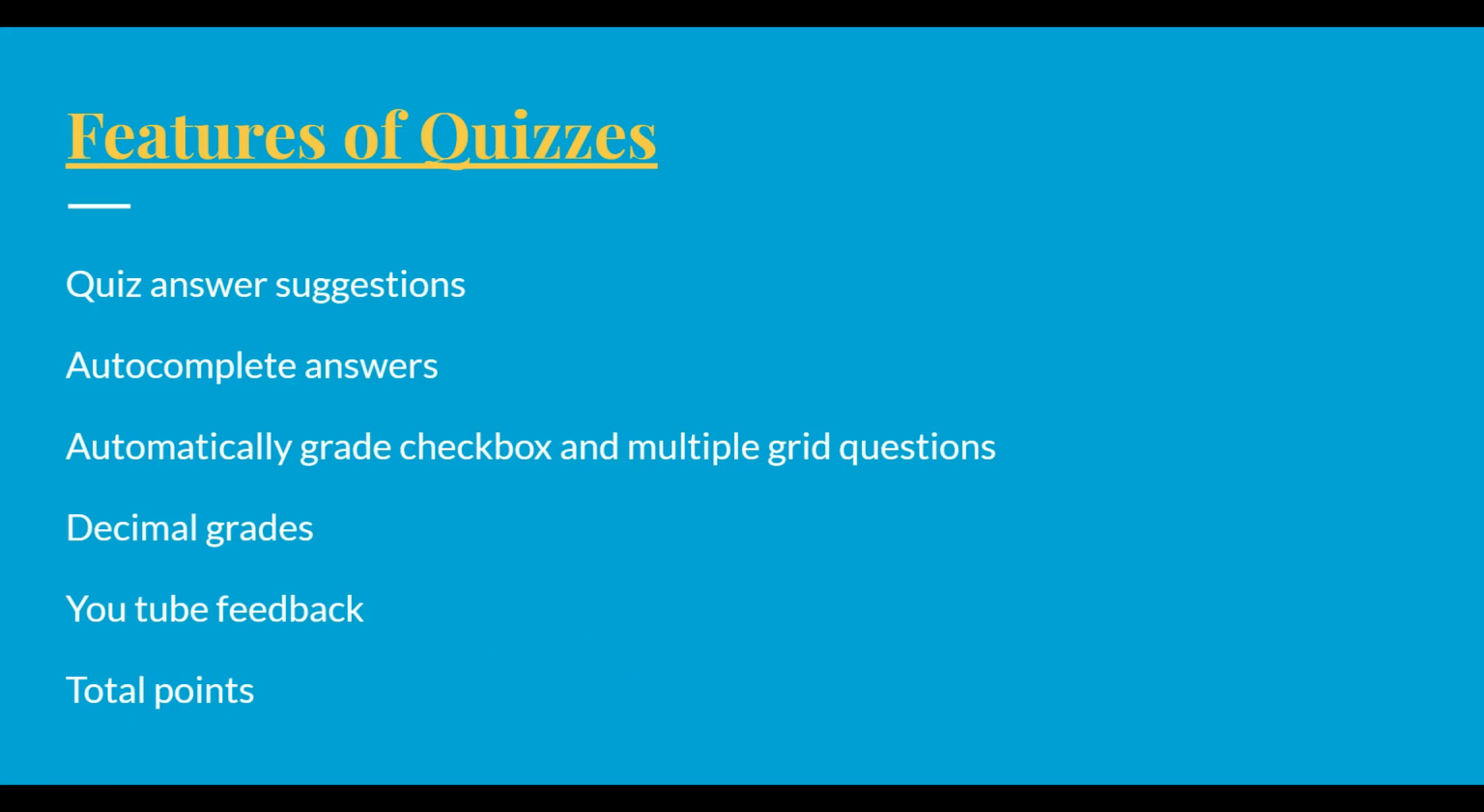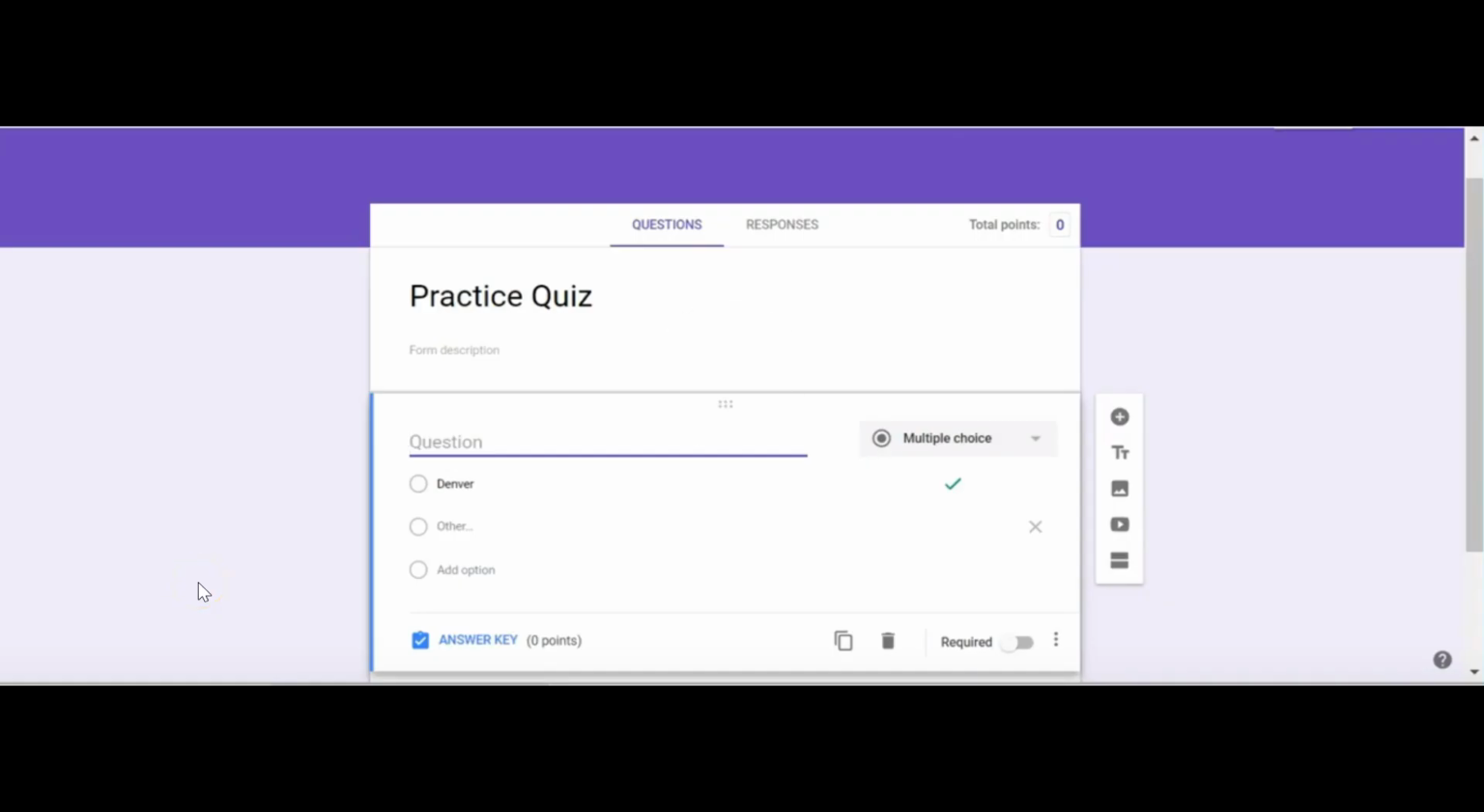These are super awesome features of quizzes that make it even easier for you to create a quiz. You've got answer suggestions, autocomplete answers, automatically grading checkbox and multiple choice grid questions, being able to give partial grades like a decimal point, providing feedback in an answer, and for students to be able to look at the total points. So let's take a look at these different features. There are a number of new special features that make quizzes even easier and more efficient. One of the features is called quiz answer suggestions.